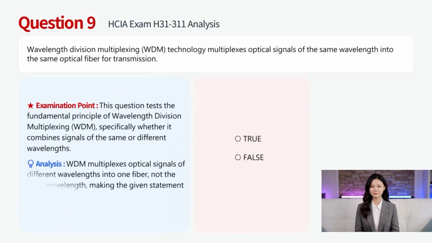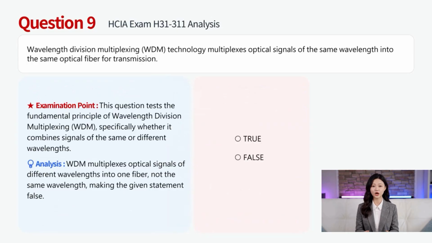Wavelength division multiplexing (WDM) is a core optical transmission technology designed to maximize the capacity of a single optical fiber. Its fundamental principle relies on combining multiple optical signals that use different wavelengths or optical frequencies into the same fiber for simultaneous transmission. Each signal is assigned a distinct wavelength, allowing them to coexist without interfering with one another.